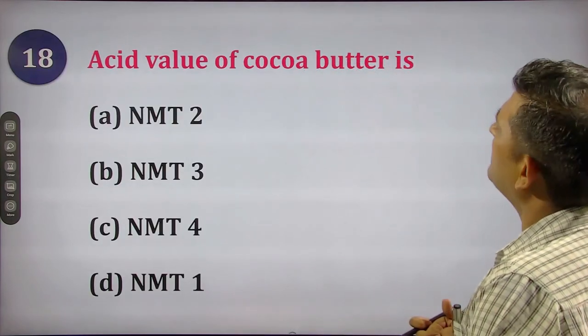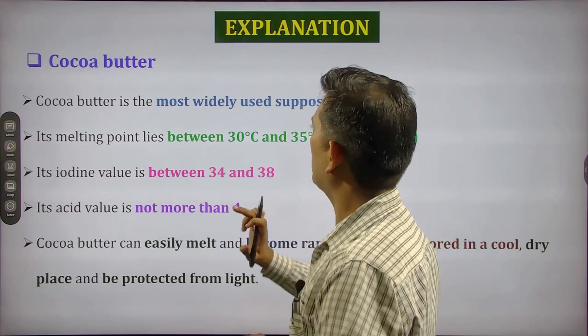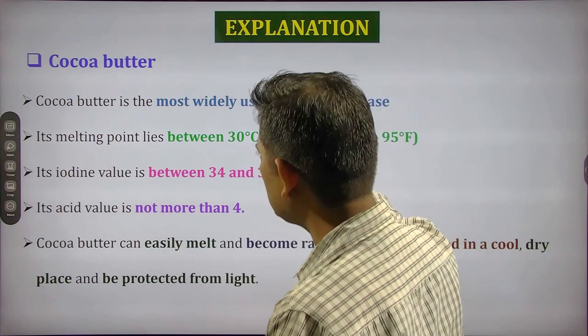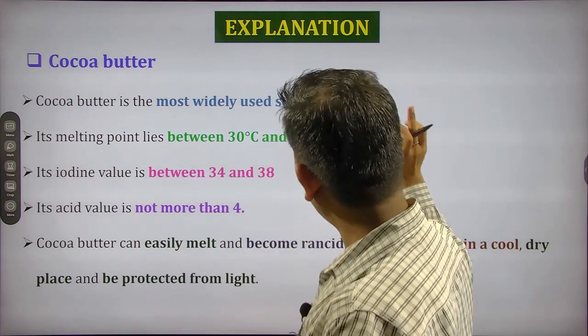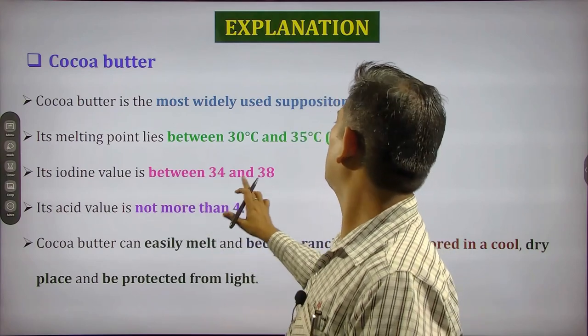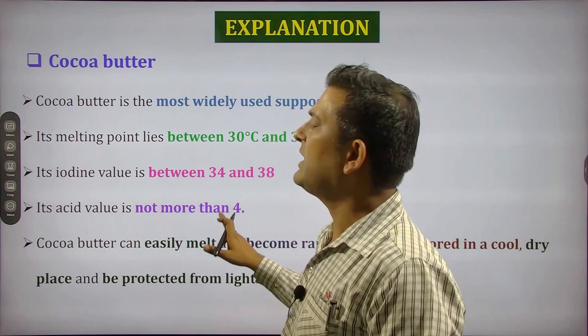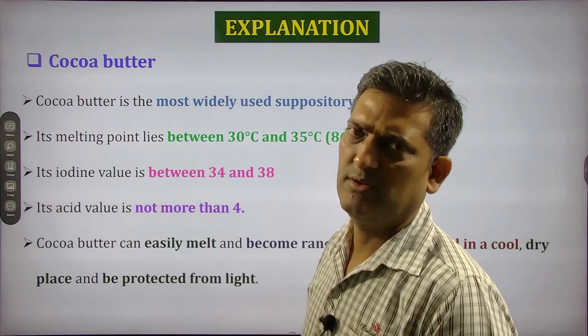Acid value of cocoa butter is what? What is the acid value? Let us see. Not more than 4. Why? Cocoa butter is the most widely used suppository base. Its melting point lies between 30 to 35 degrees Celsius, iodine value 34 to 38. Acid value is not more than 4.